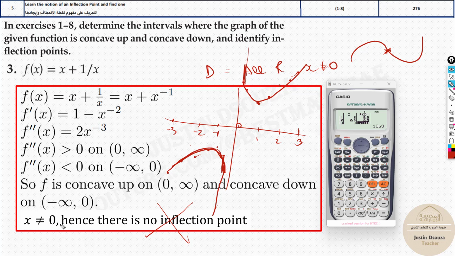There is no inflection point. X cannot be equal to 0 and there's no inflection point. Only if they were touching something like this, then I could have said over here, this is the inflection point, because over here it's concaving down, over here up. Here it is not at all touching each other, so there is no inflection point.